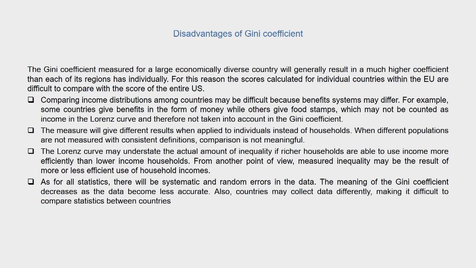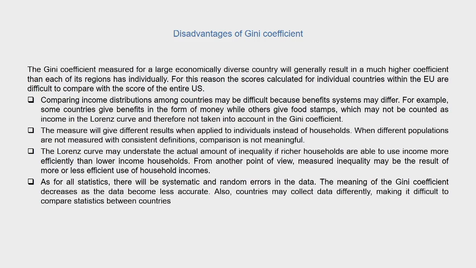So, in that sense, the Gini coefficient may not give a very clear picture. It may not translate itself into the real story with respect to the expenditures, or the incomes and the benefits that the households and the individuals are getting within an economy.